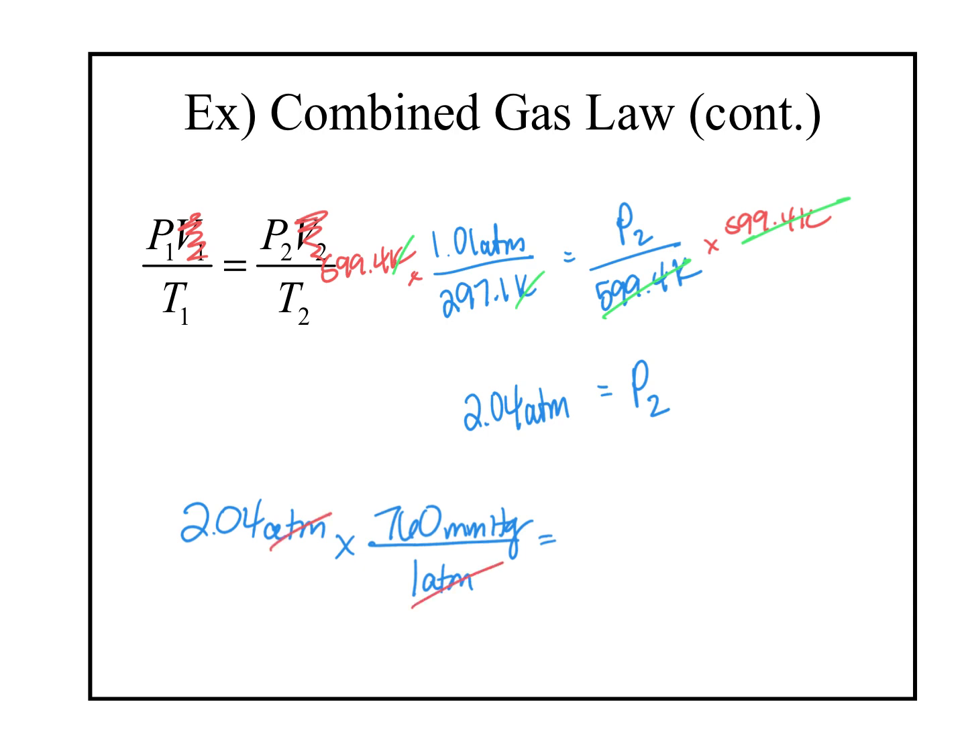Atmospheres cancel, multiply straight across, and we still want to keep our 3 sig figs, so 1.55 times 10 to the third millimeters of mercury. All right, we will stop there and finish the rest of this either in class or in our next video.